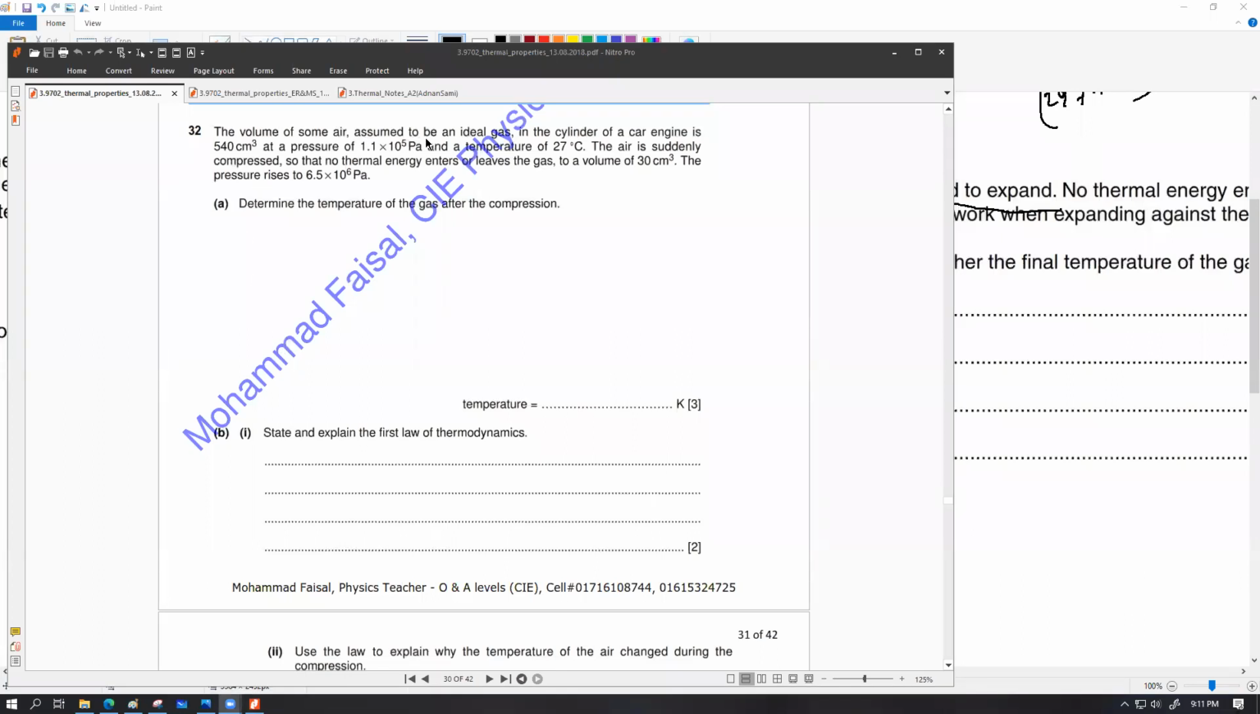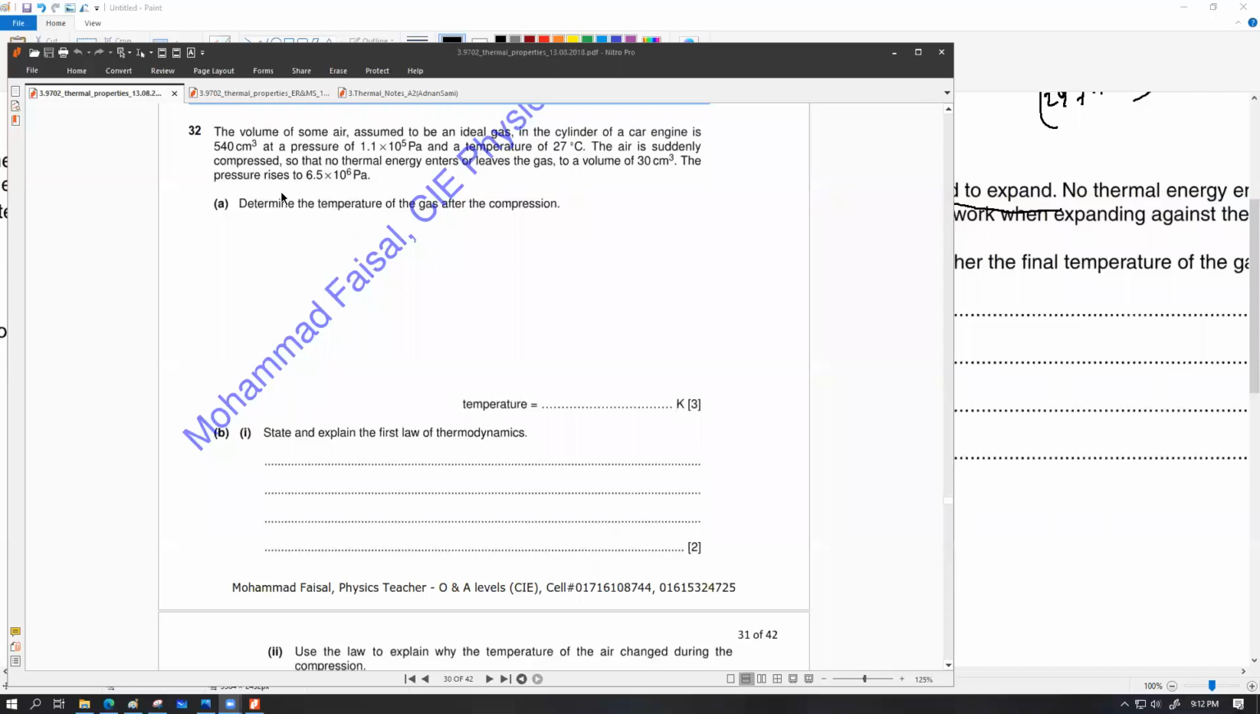Okay, wait. Let me read the question. Okay, direction here means that when you state and explain the first law of thermodynamics, whenever you write it you have to specify those terms, which I mentioned while explaining. The first law of thermodynamics gives delta U equals Q plus W, and the description goes like this: delta U is the increase of internal energy.